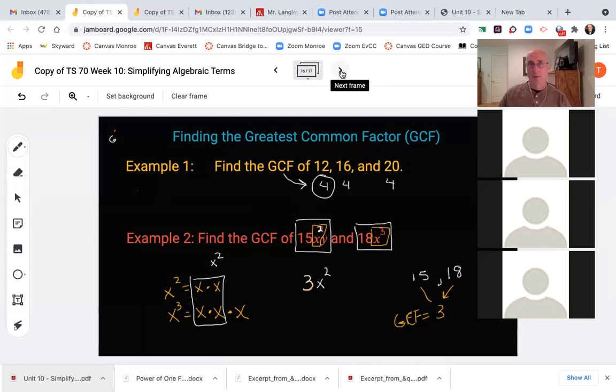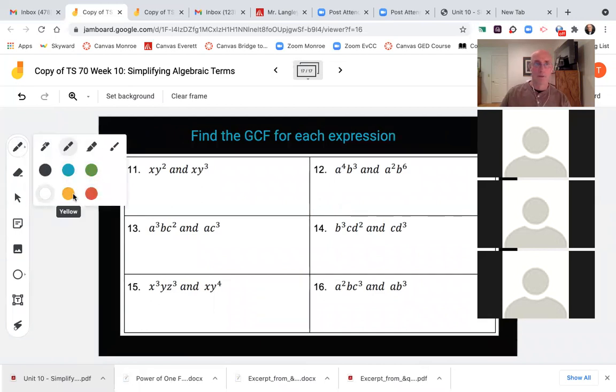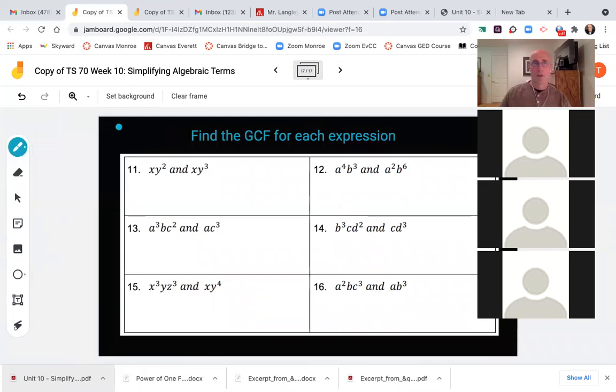Okay, let's move on. So let's go through some examples together, okay? Just copy the first one down here, if you don't mind. I've got x squared, or x y squared, and x y to the third. Okay, what is the greatest common factor? We're going to write it here.